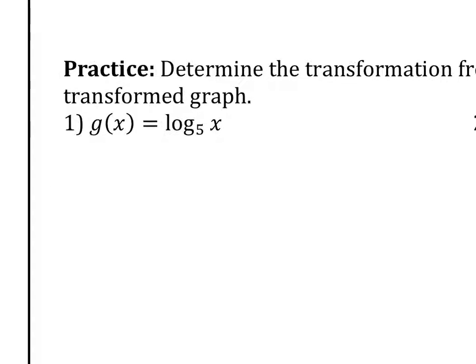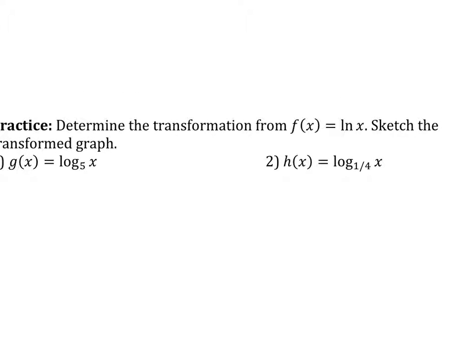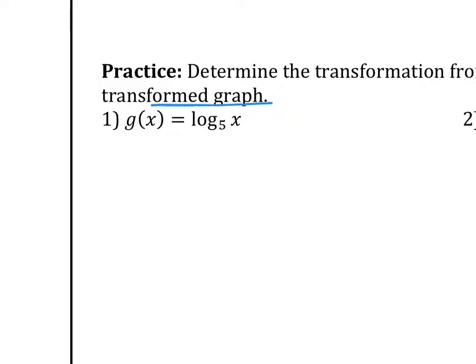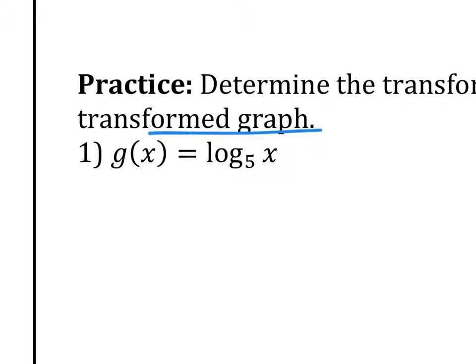Let's do one that actually has numbers. I think it's a little hard. Okay, so practice: determine the transformation from natural log x, sketch the transformed graph. All right, so they want to change all of these random bases to just natural logs. So how do we do a change of base on log base 5 of x to a natural log?